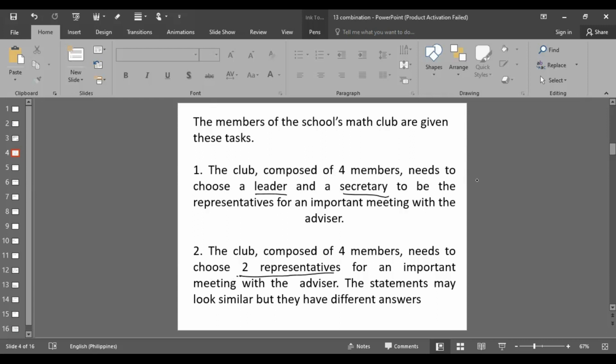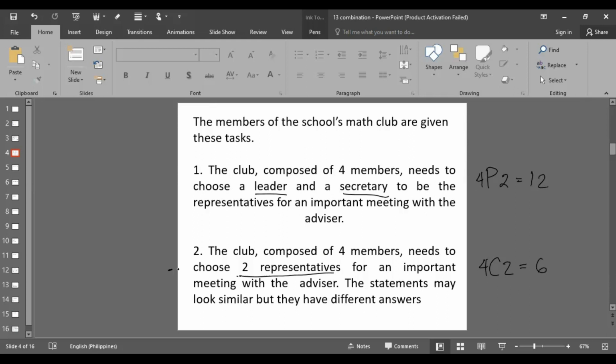So in number 1, we have 4P2. We have 2 kasi leader plus secretary. Then in number 2, we have 4C2. So dapat na-identify nyo yung problem kung permutation ba siya or combination. Kasi failure to identify if the given illustrates permutation or combination, of course, you will arrive at a wrong answer. So in number 1, the answer there is 12. In number 2, the answer is only 6.